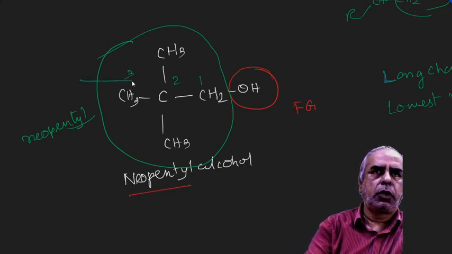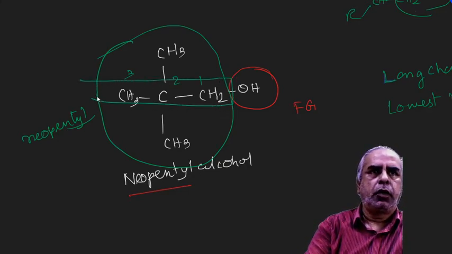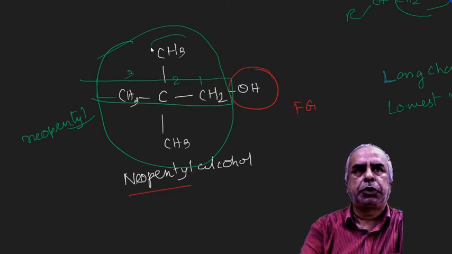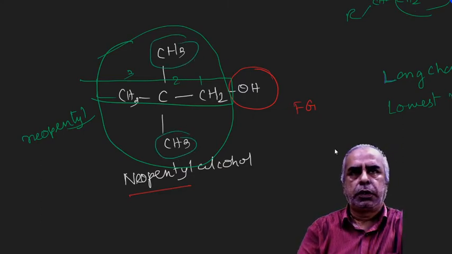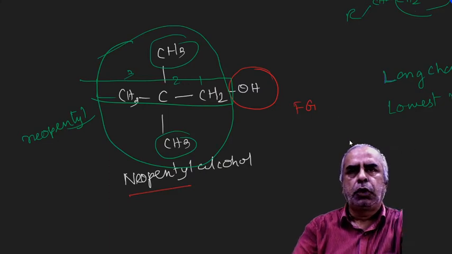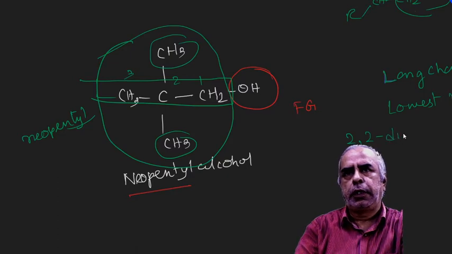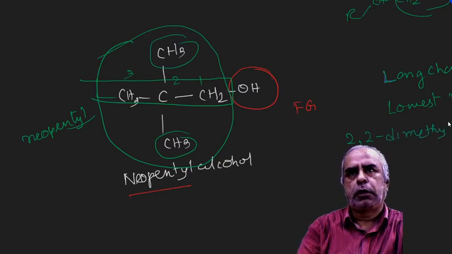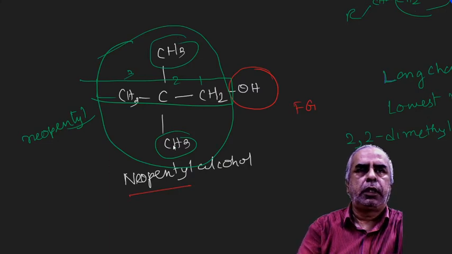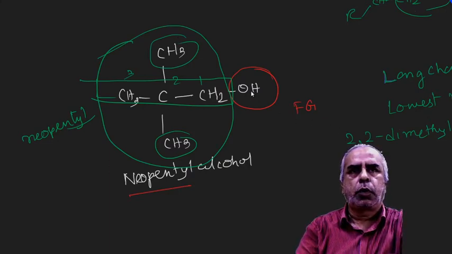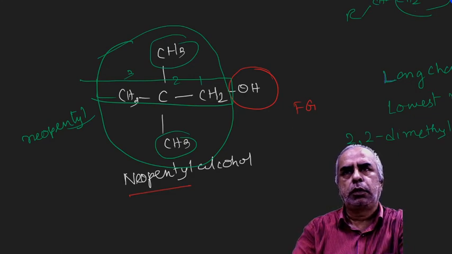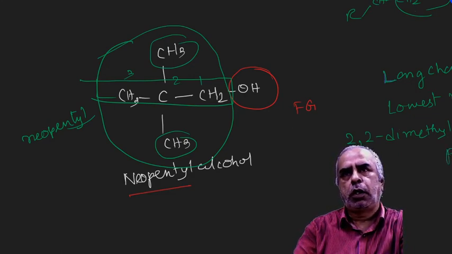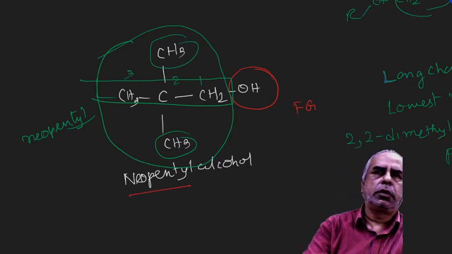So this is the long chain, where in the 2 position there are 2 CH3. So you can say 2,2-dimethyl. And what about this propanol? 1-propanol. You should always remember to put the hyphen mark on both sides of the number. Understand? Right.